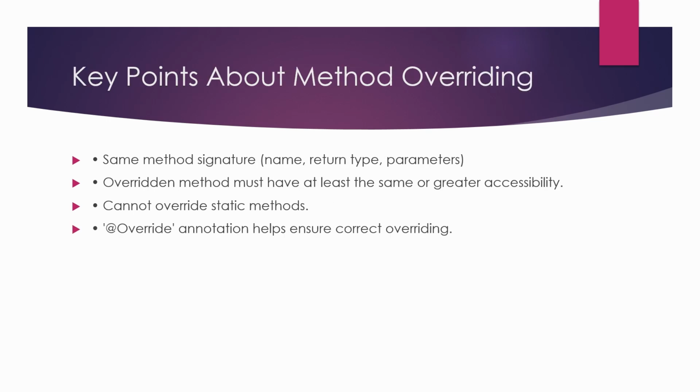Here are some key points to keep in mind about method overriding. The method signature, name, return type and parameters must remain the same. Overridden methods should have the same or greater level of accessibility in the subclass. Static methods cannot be overridden. Using the @Override annotation helps ensure that the method is correctly overridden, reducing errors.